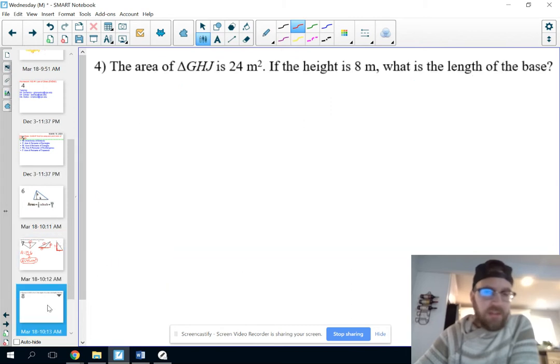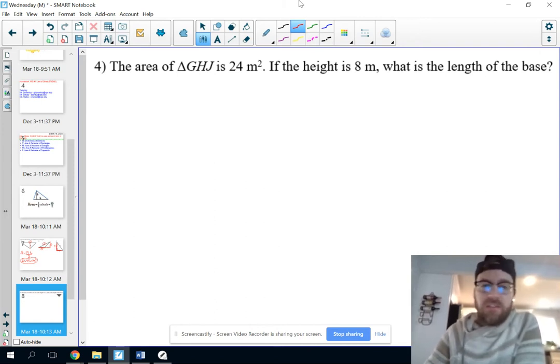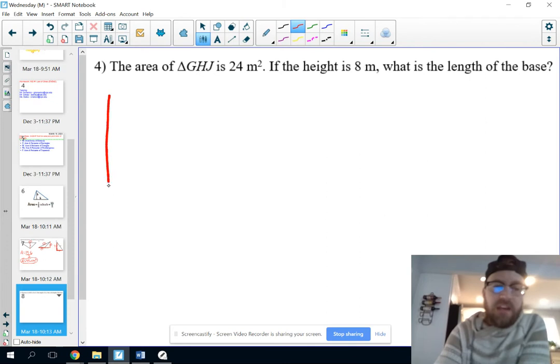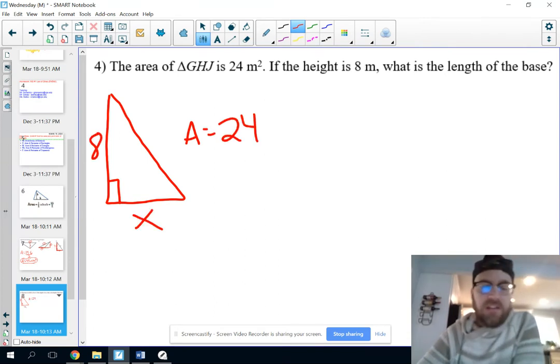One more example here. Number 4, the area, it's a word problem. The area of triangle GHJ is 24 meters squared. If the height is 8 meters, what is the length of the base? If you want to draw yourself a diagram to help out, go ahead. So we know area equals 24. We know the height is 8. The base is unknown. Call it x. So you're just going to substitute into your formula, work backwards to solve.